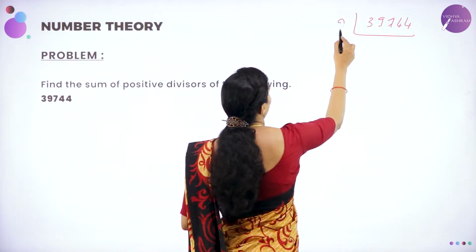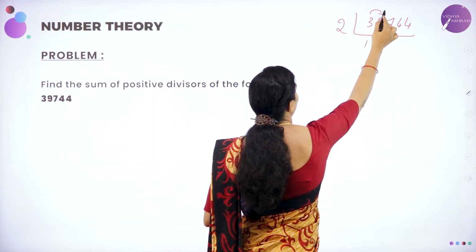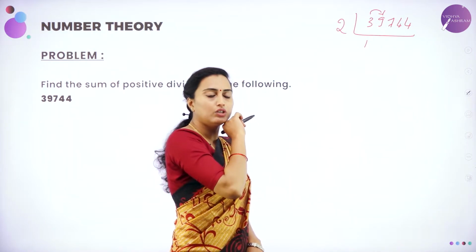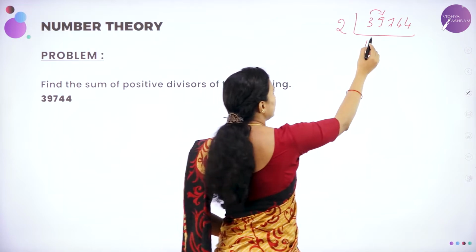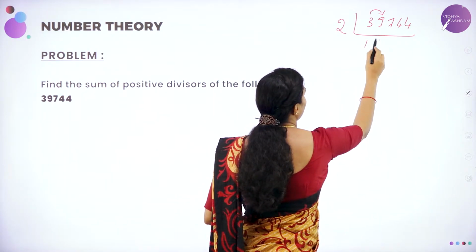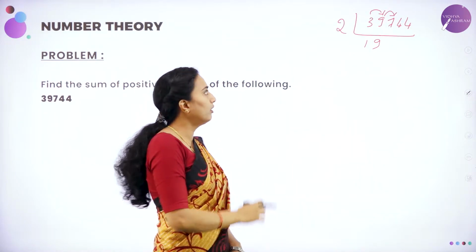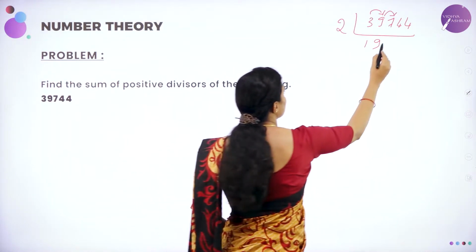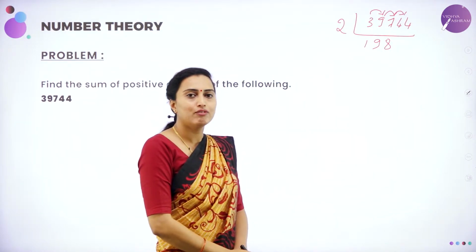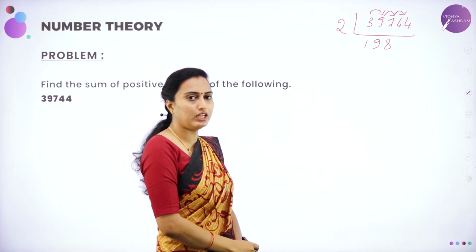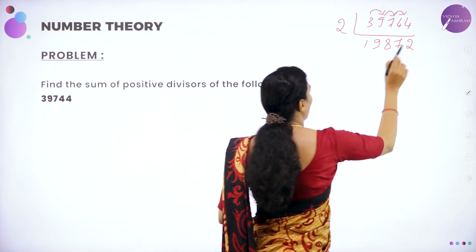So 2 ones are 2, and then 1 is getting carried over. So 19 it will be: 2 8s are 16, 2 9s are 18. Correct? So 2 9s are 18, again 1 is getting carried over. Then you are going to have 16, which is 2 8s are 16. Again 1 is carried over. Again 14: 2 7s are 14. Again 2 2s are 4.